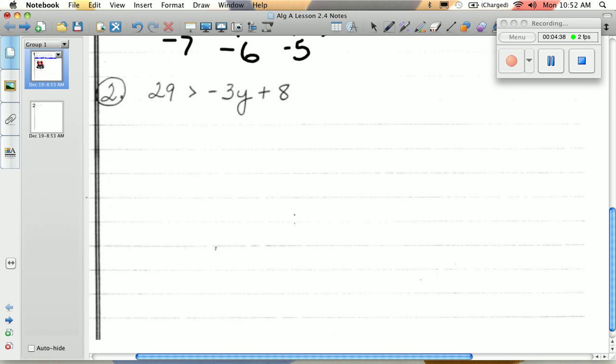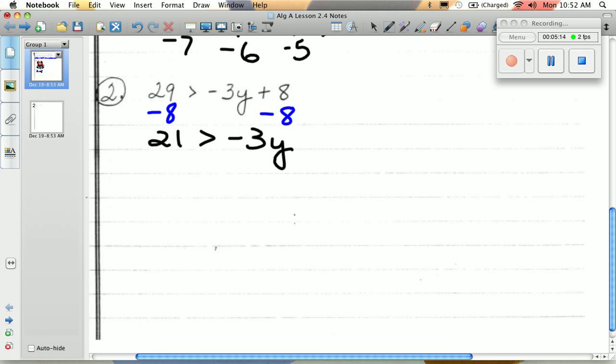Take a look at it. What do you want to do? Subtract 8. Anybody want to agree with JC? We're going to subtract 8? Yeah, okay, we get a second. All in favor signify by saying aye. Aye. Okay, let's subtract 8 from both sides. After we subtract 8, what does our inequality statement read now? 21 is greater than negative 3y. Okay, 21 is greater than negative 3y.